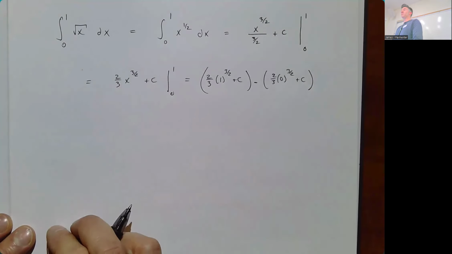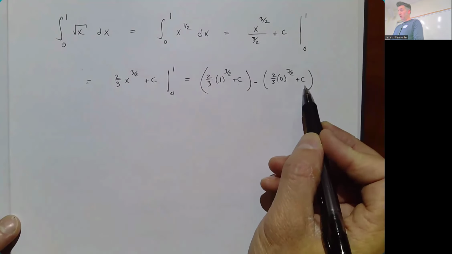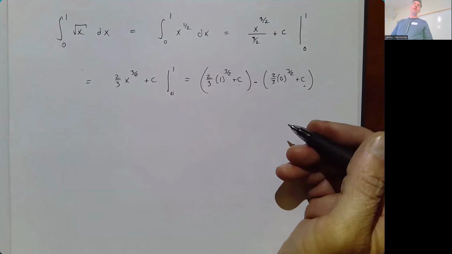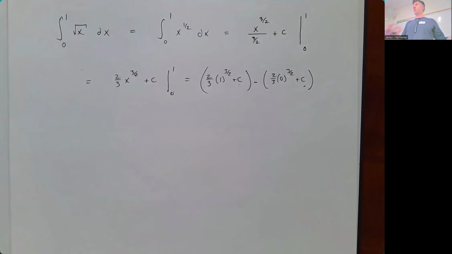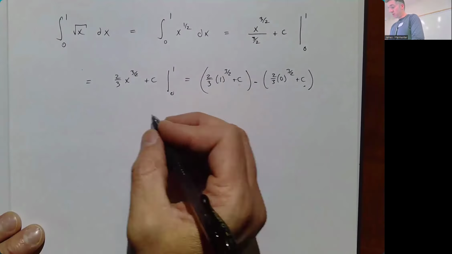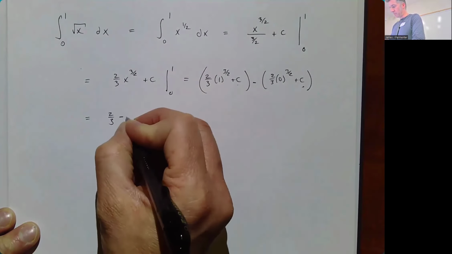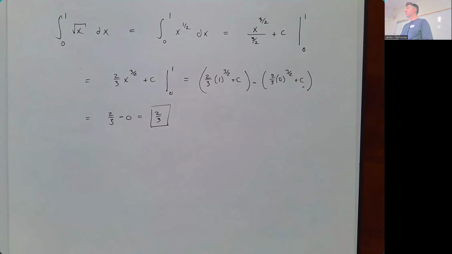Notably, the C's will always cancel here. This C and this C are the same, and C minus C is 0. So when you're doing a definite integral like this, we don't ever need a plus C. You're welcome to write one, it won't harm you, but it's superfluous. So what we end up getting here is 2/3 times 1 minus 0, which is just 2/3, which is the same answer we got before. If you look back in your notes, you'll see that we got 4/6, which ended up being 2/3.